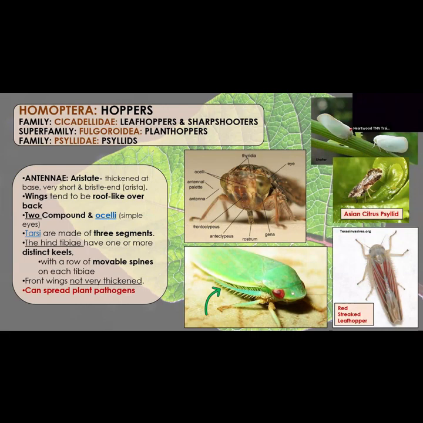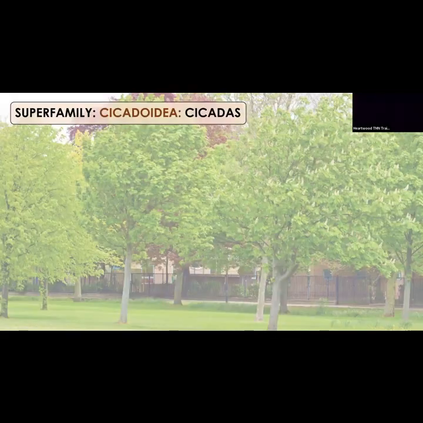Because they are phloem feeding insects, they feed on plant sap. They are very good at spreading diseases. So you've got the invasive Asian citrus psyllid and the red streak leafhopper. We'll save the psyllid for next week.